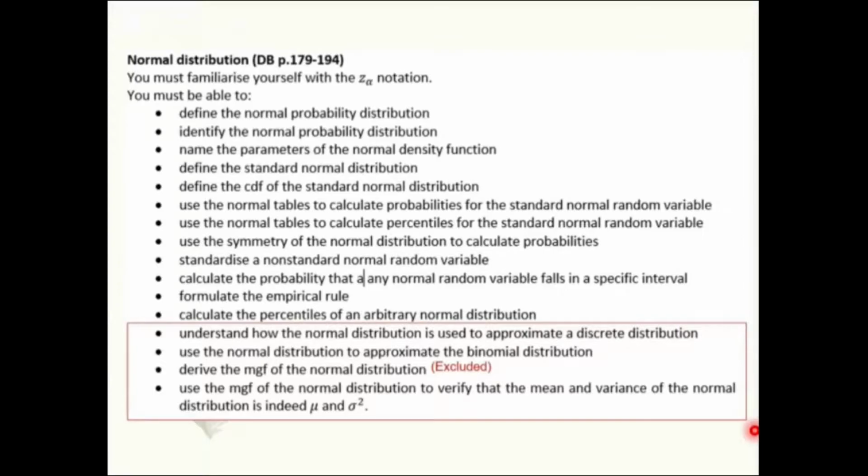Specifically, what's covered is now how to use the normal distribution to approximate a discrete distribution, and a special discrete distribution which we can do this for is the binomial distribution. And then note that this is excluded because you do it in WST second year. And then this is the last thing that we'll look at at the very end.